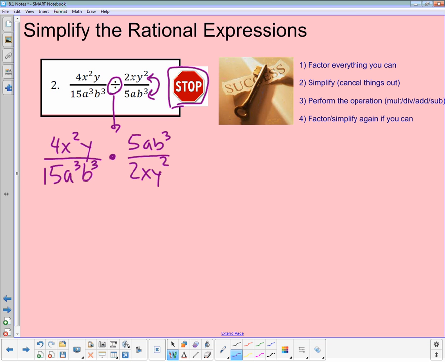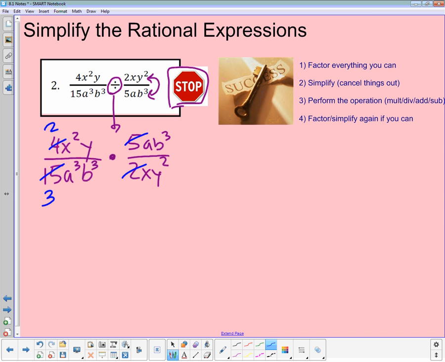See if there's any factoring. There isn't here because these are all monomials. And then I'm going to look for factors that cancel out. So for example, I have 15 and 5. I can get rid of that and make that a 3. 4 and 2, that's going to be a 2 and that's going to be a 1.